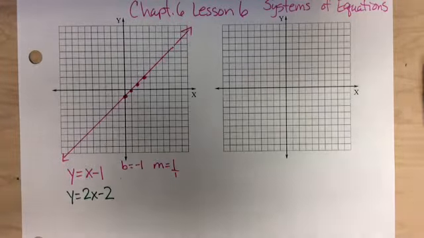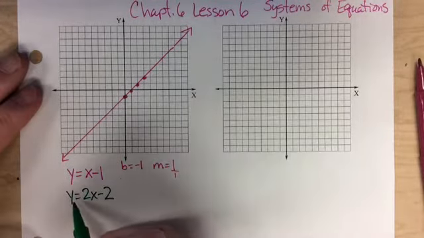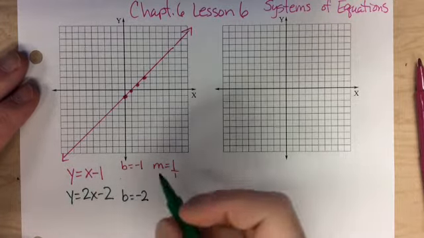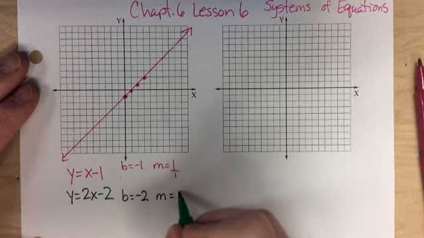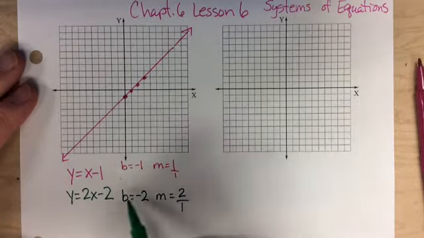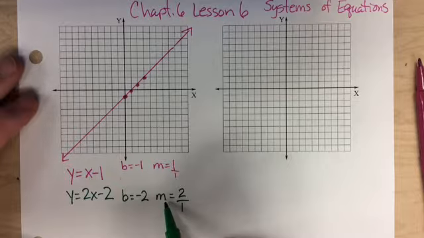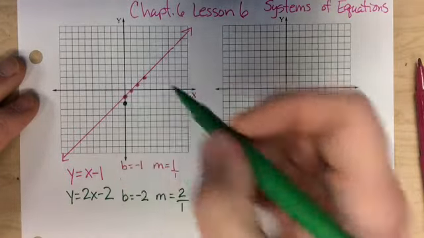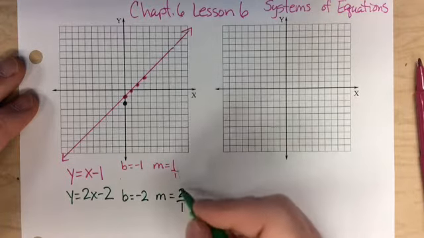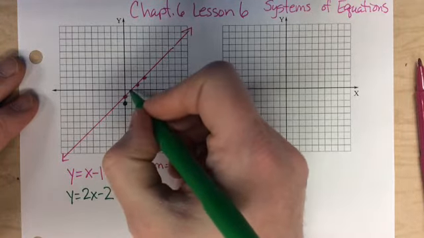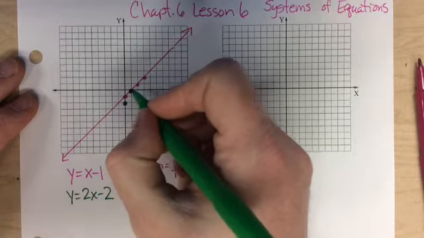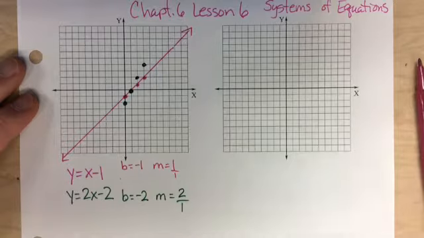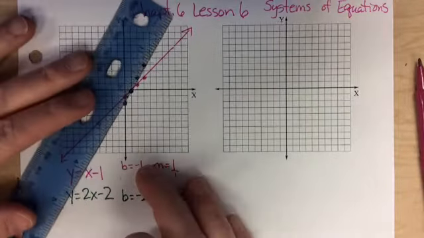Now let's graph the green one. The green one says y equals 2x minus 2, so I know that b equals negative 2, and m equals 2 over 1. B is my y-intercept, m is my slope. So if b is negative 2, I go to negative 2 on the y-axis, and then I use my slope 2 over 1. So I go up 2 over 1 and go up 2 over 1 and go up 2 over 1. And I'm going to draw that line.